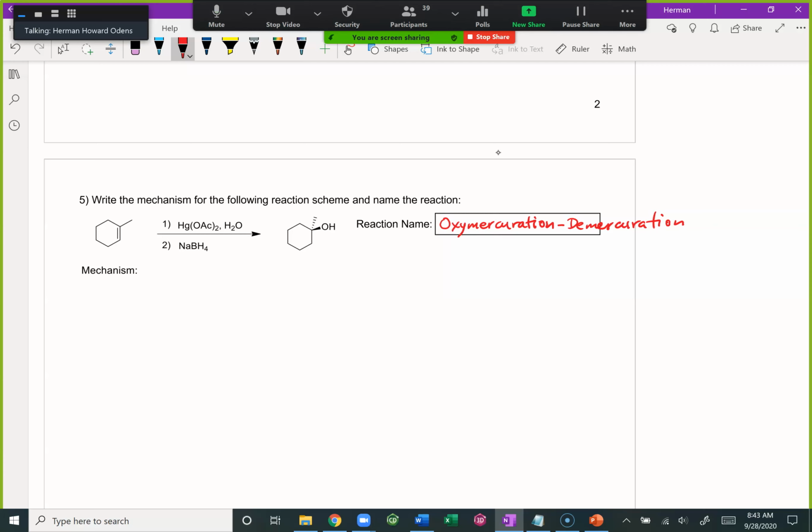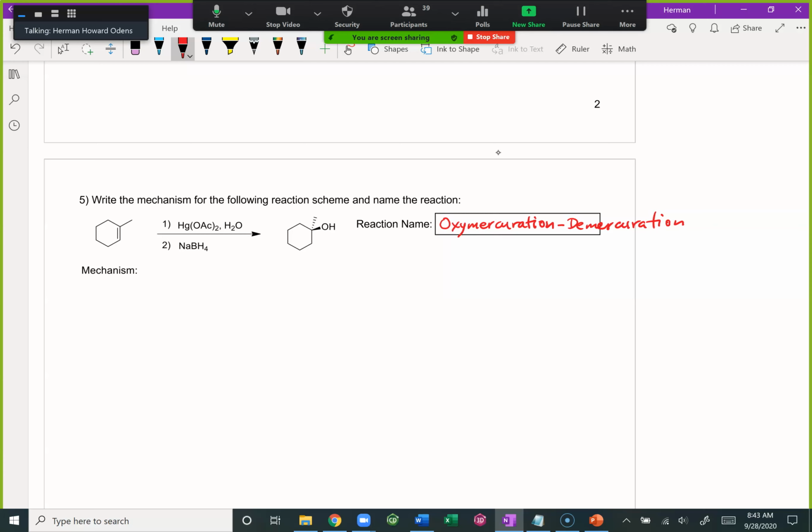All right. So if I ever invented a reaction, I actually wouldn't put my name on it. I just call it what it does. Like in this case, this would be oxymercuration-demercuration instead of the Odin's reaction. I think that's just too much.